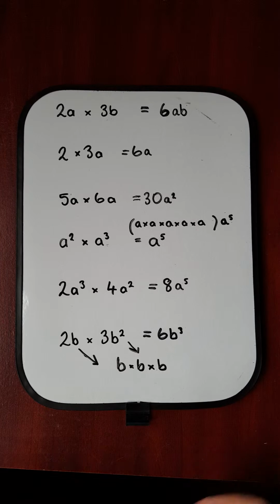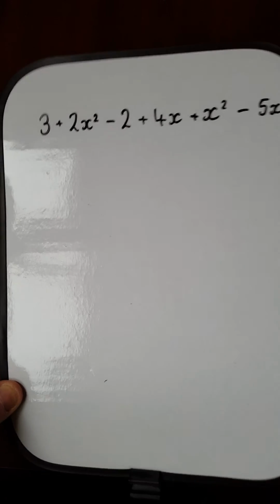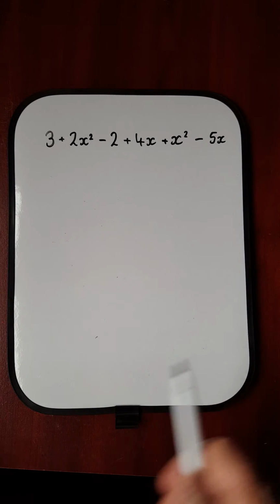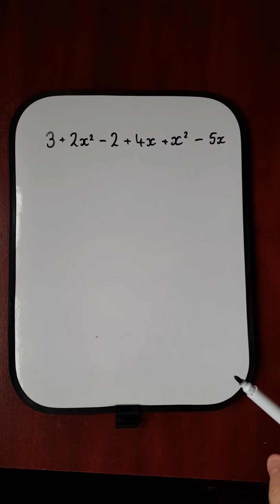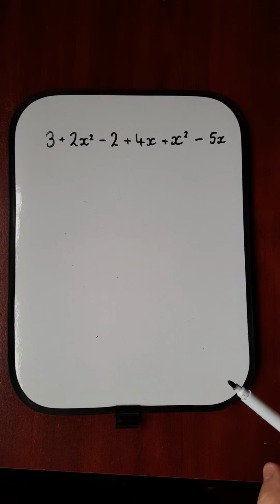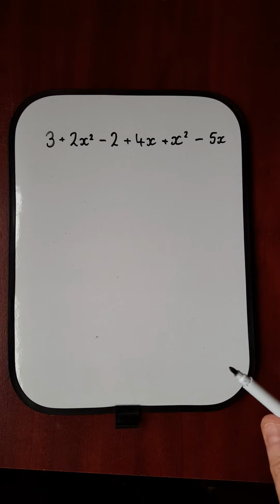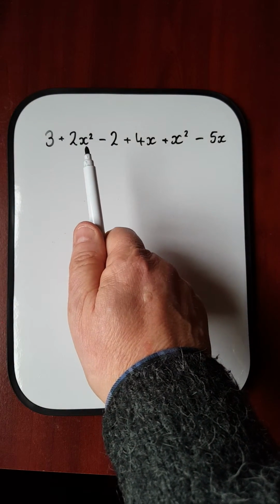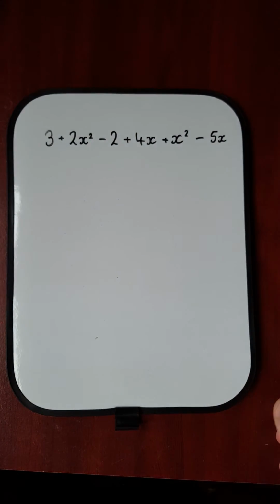Okay, so now that leaves us with one final thing, a bit of a monstrous question that we're going to take a look at. Here we are. This time we've got something that's got plus and minus in there. There's no multiplication, but it's got a combination of terms in there.